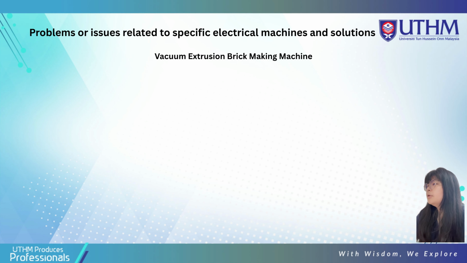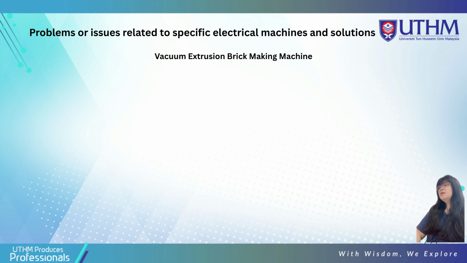So the second problem for this machine is vacuum pipe failure. It is possibly caused by air leaks in the vacuum chamber or clogged filters or valves. For the solution, we can inspect and seal air leaks in the chamber, and we can also clean or replace the filter or valve regularly.